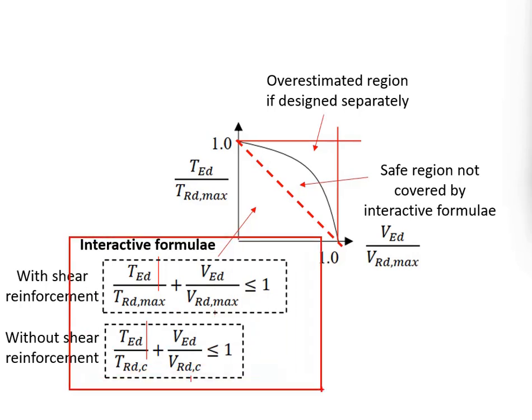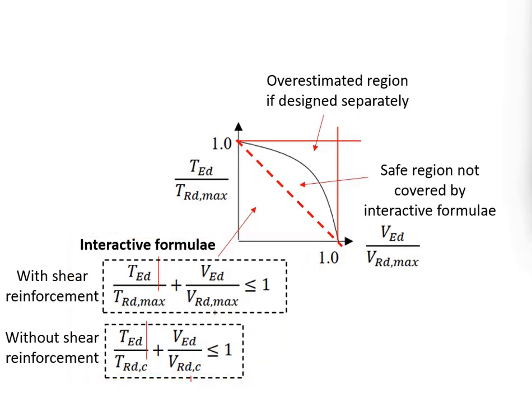This interactive formula itself is a conservative measure, which trims away the safe regions outside of the linear relationship between the formulas. Whatever sections fall within these regions, although safe, are not recognized by the formula. Therefore, as far as the design is concerned, we will fully abide by the interactive formula. That means our design will always fall within this region. Anything beyond these regions shall be considered failed.